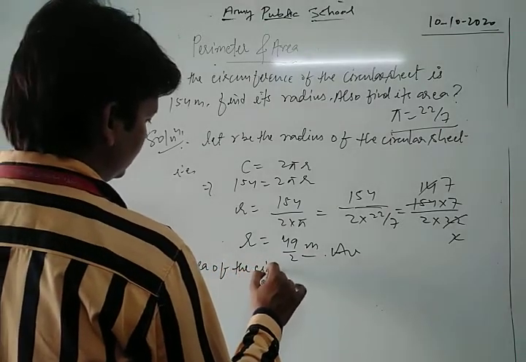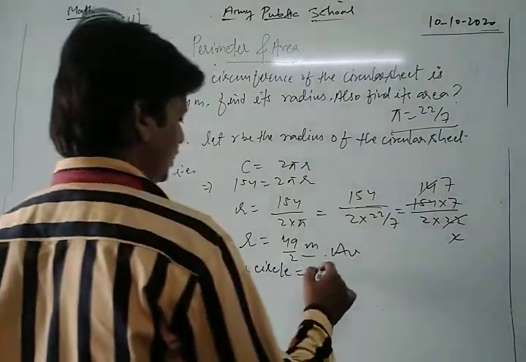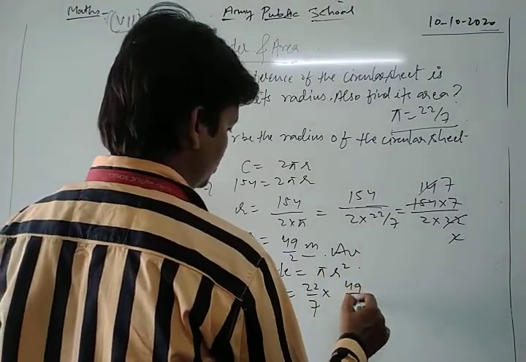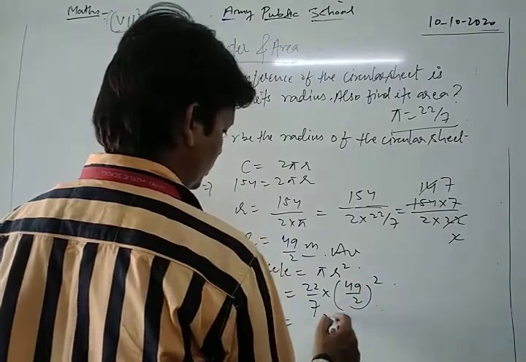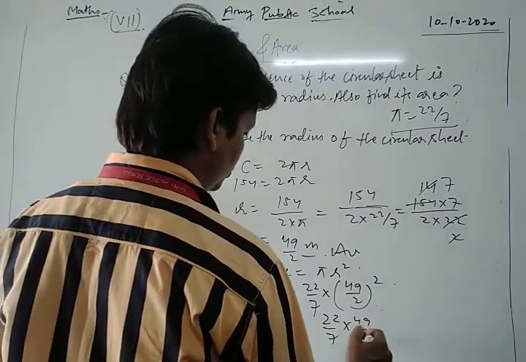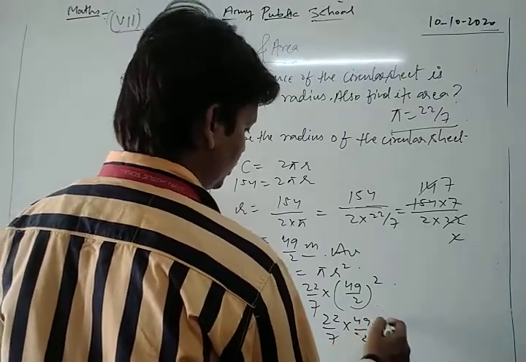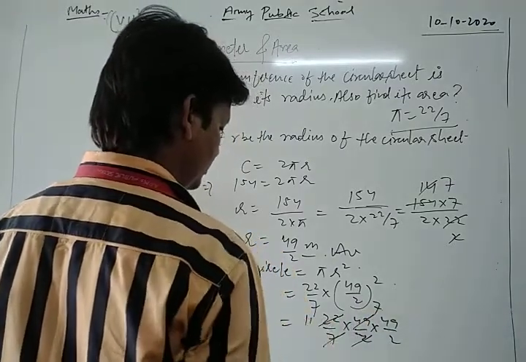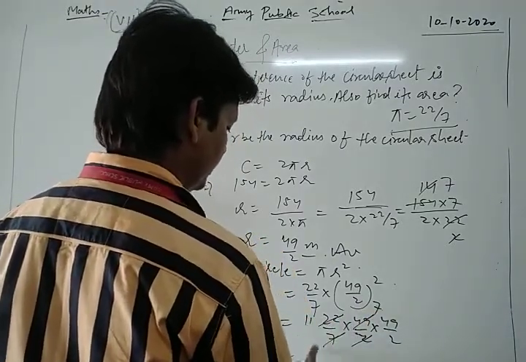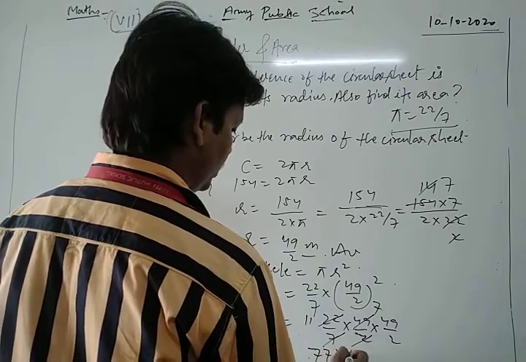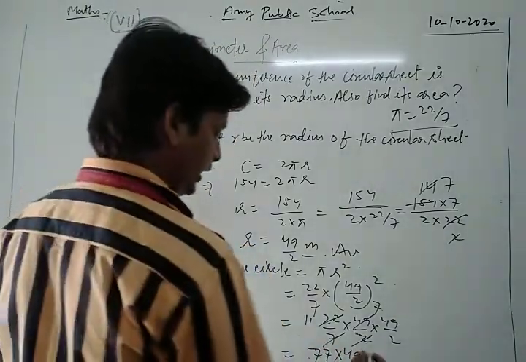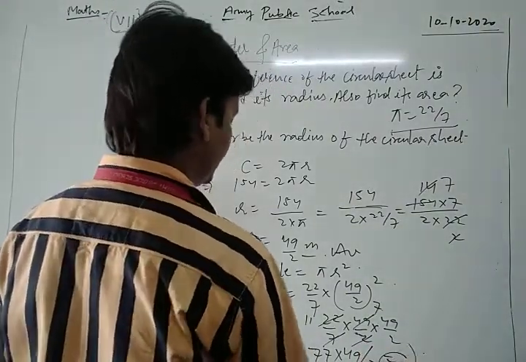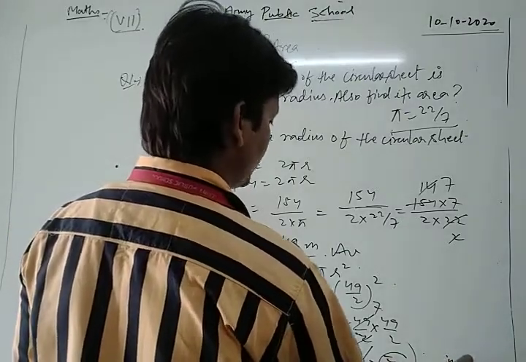Area of the circle is pi r square. So pi, 22 upon 7, into r square, means 49 upon 2 squared. So 22 by 7 into 49 upon 2 into 49 upon 2. Now 7 sevens are 49, 2 elevens are 22. Now we get 77 into 49 upon 2. After simplifying, we get the area of the circle in square meter.